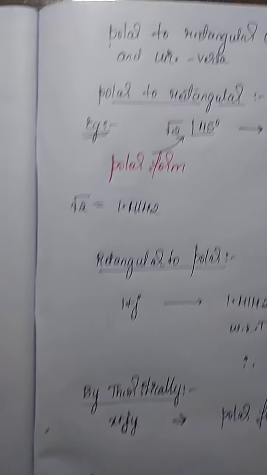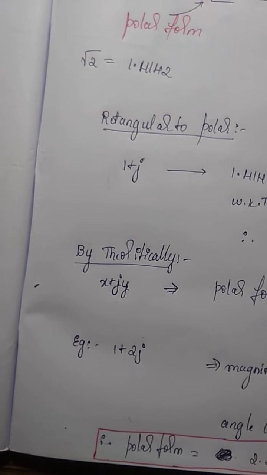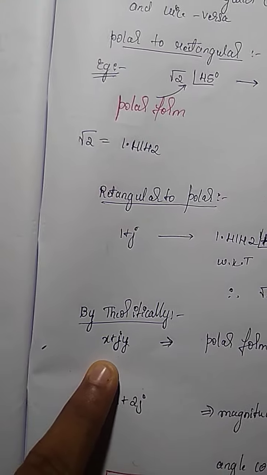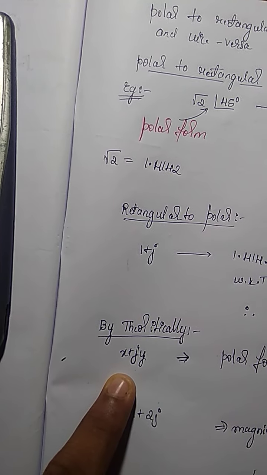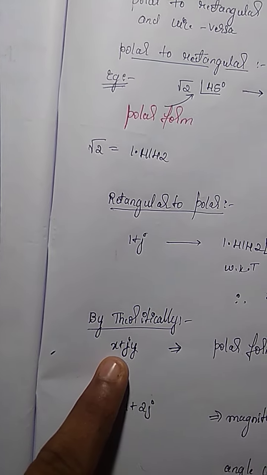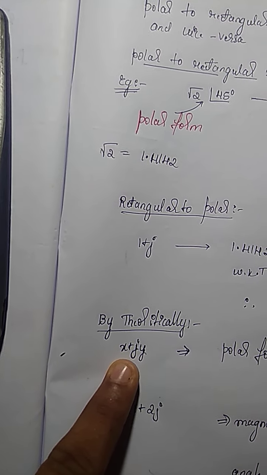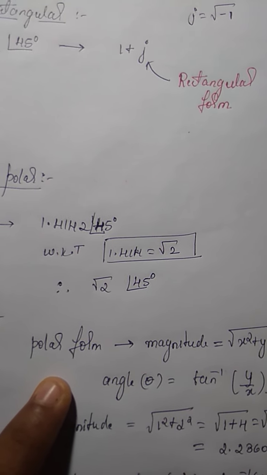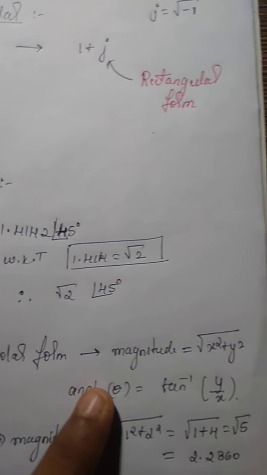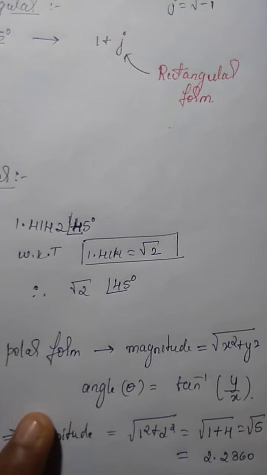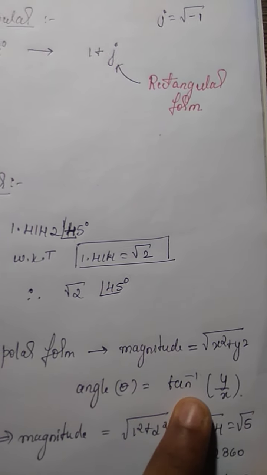Let's calculate it theoretically also. Let's do this by taking a simple example in the common or normal form. Let's take the rectangular form as x plus jy, and convert it to polar. If we convert to polar form, then the magnitude of that value is the square root of x squared plus y squared, and the angle theta is equal to tan inverse of y by x.